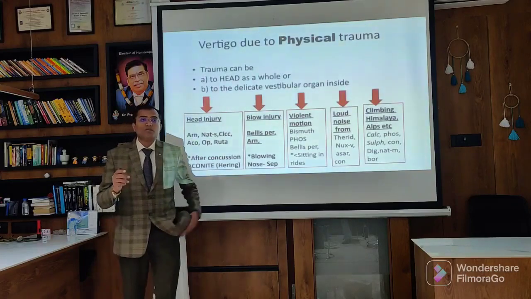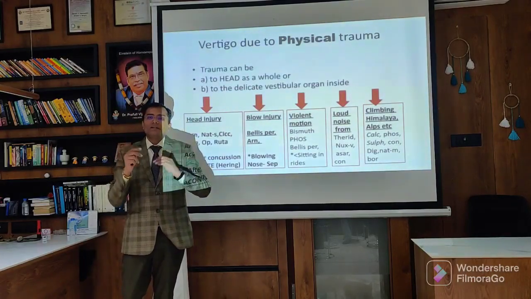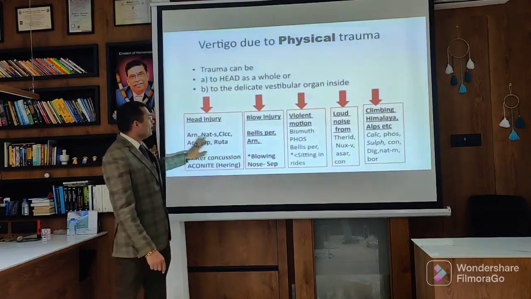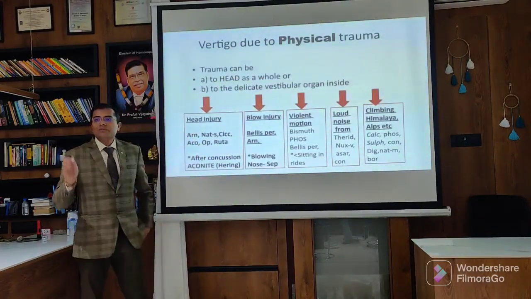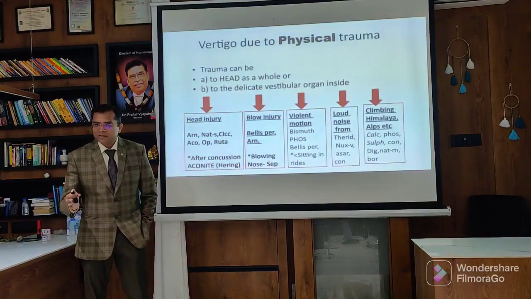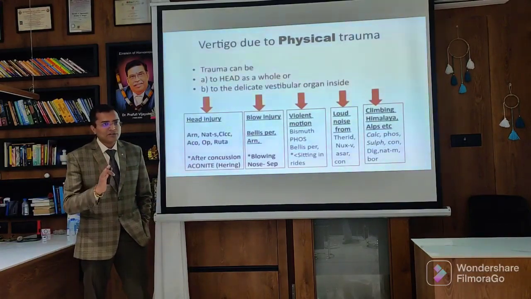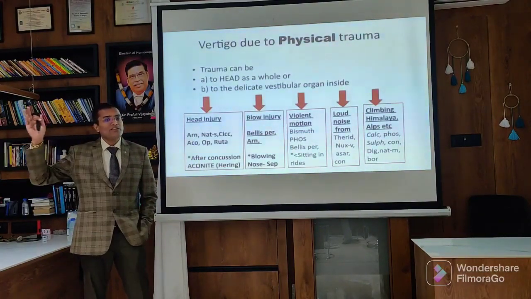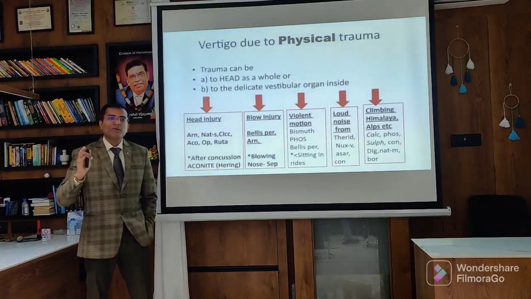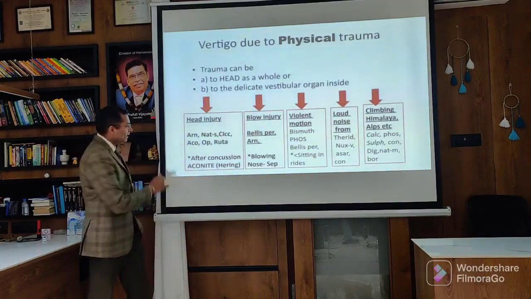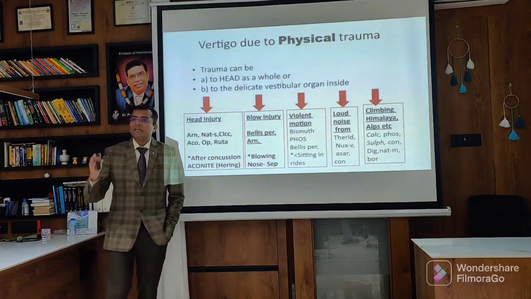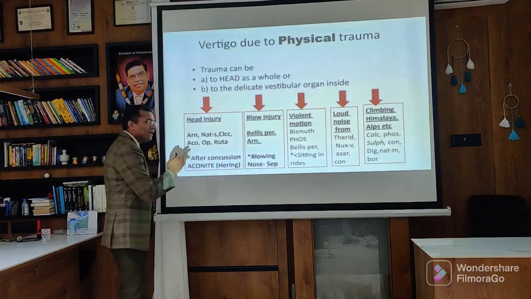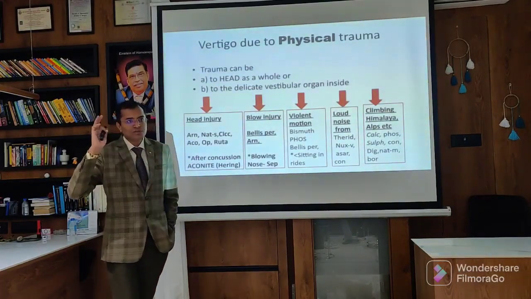And if the trauma is to the particular organ, the vestibular organ. Now, how does trauma to the particular organ happen? It may be due to a head injury. With head injury, the first remedy, internal hemorrhage there, arnica. Natrum salve, a very good remedy for old head injury. Cicuta, head injury followed by convulsions. Aconite, acute state, when the patient has a head injury and stupefaction. Opium, ruta, again head injury, injury to the soft tissues.